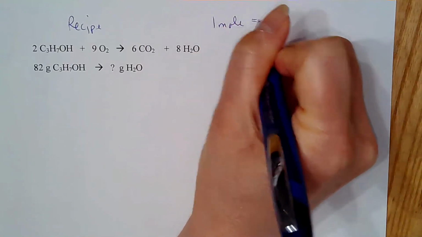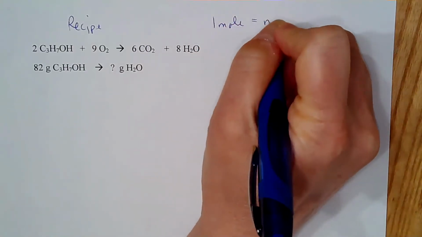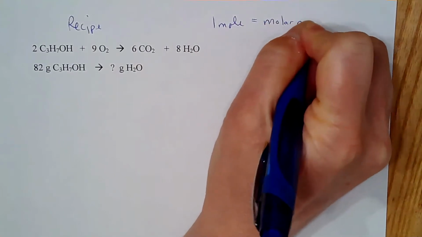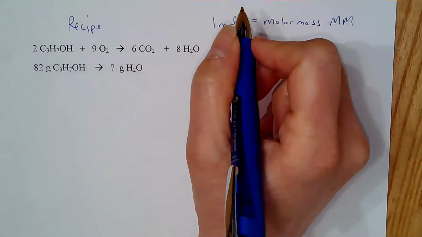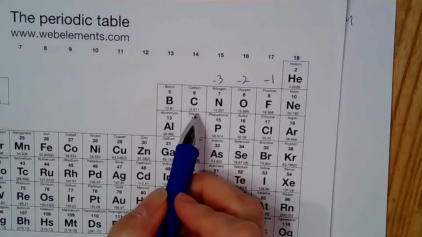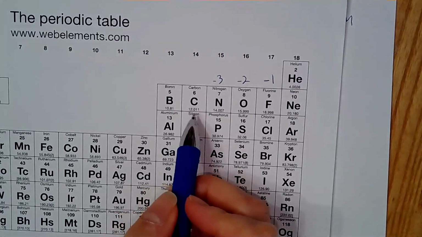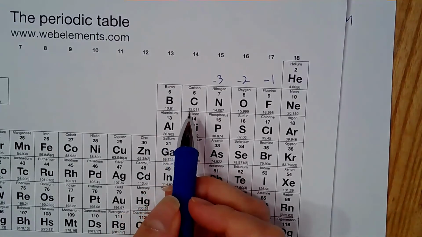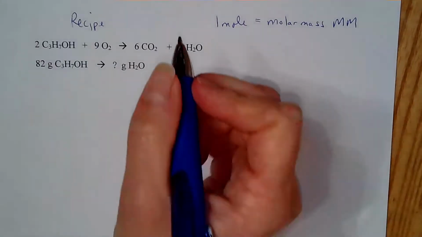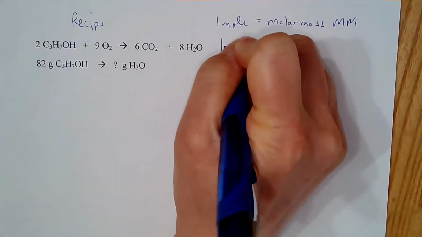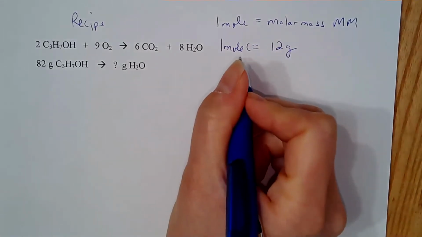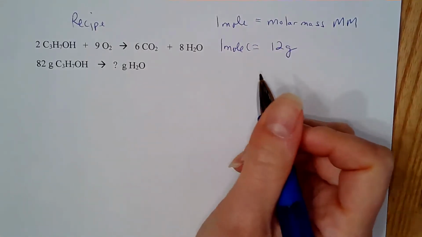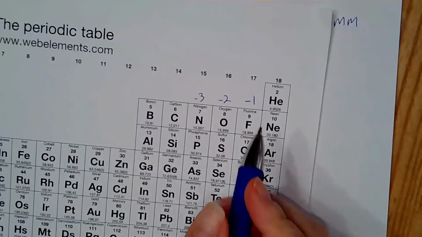And 1 mole of any substance is equal to what we call its molar mass. I'm going to abbreviate molar mass, capital M. So if we use the periodic table as our standard, the atomic mass is going to be equal to 1 mole. So if I have 1 mole of carbon, I have 12 grams of that. Again, that's our standard, carbon. And we could use the periodic table as our go-to for that.